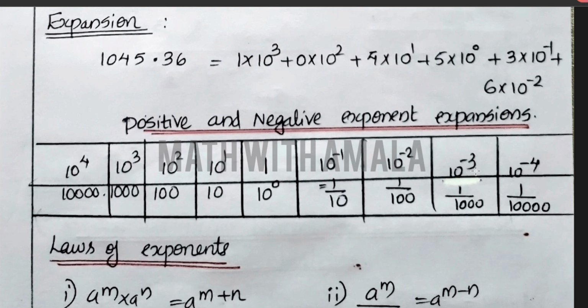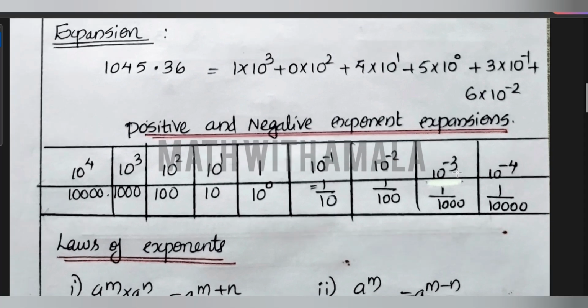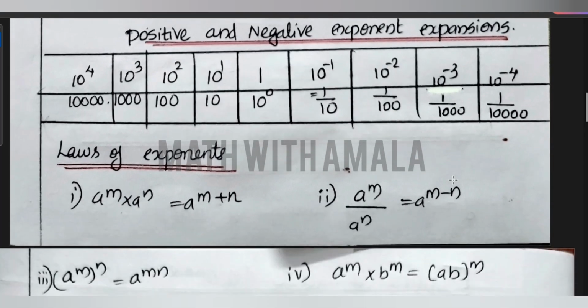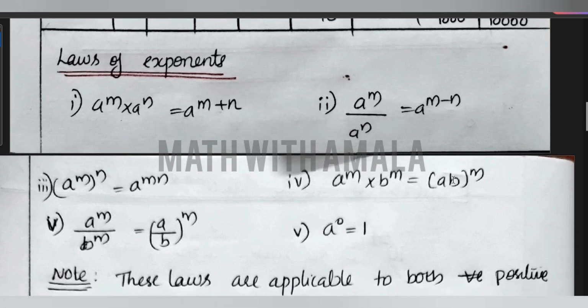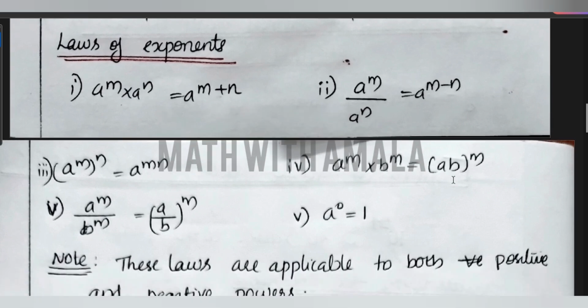1 is 10 raised to 0, which is the middlemost one. Then 10 raised to 1 is 10. 10 squared is 100. 10 cubed is 1000. Likewise, 10 raised to minus 1 is 1 by 10. 10 raised to minus 2 is 1 by 100. 10 raised to minus 3 is 1 by 1000. Here we can relate 10 raised to minus 1 as the first place after the decimal point, 10 raised to minus 2 as the second place after the decimal point. Likewise, you can continue.